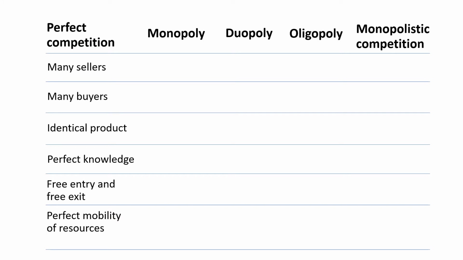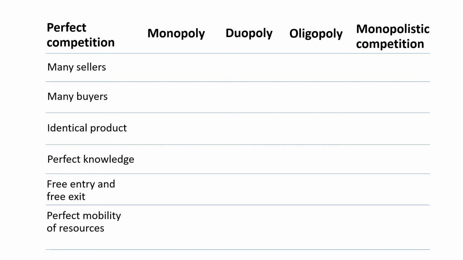You see that we have perfect competition, monopoly, duopoly, oligopoly, and monopolistic competition. I would like you to fill in the blank with the characteristics of sellers, buyers, product, knowledge, the condition of entry and exit, and the last condition, mobility of resources. So you have to find the correct characteristics in each market. Monopoly: many sellers, or one seller? Yes, that's correct.